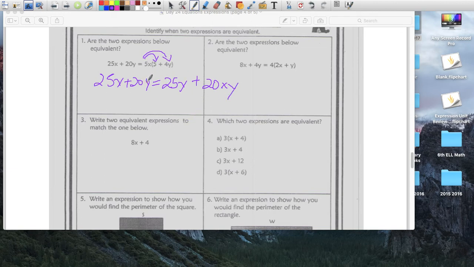So this and this are the same, but the 20y and the 20xy are definitely different. So these are not the same. Okay?